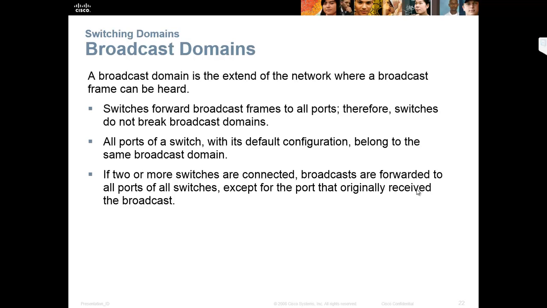Switches will forward broadcast frames to all ports, so they don't break it. All ports of a switch with its default configuration belong to the same broadcast domain. The reason it becomes important that you notice this default config is because when we start dealing with VLANs, or virtual LANs, then we can break different ports into different broadcast domains, but our switch has to act like a router to connect those two together. If two or more switches are connected, broadcasts are forwarded to all ports of all switches, except for the port that originally received the broadcast.